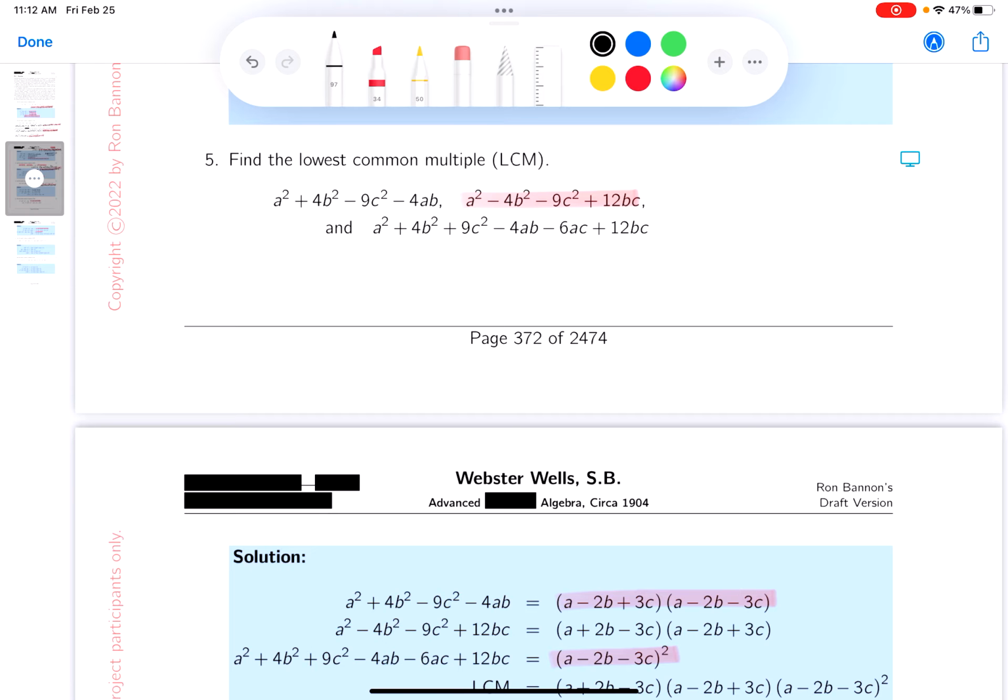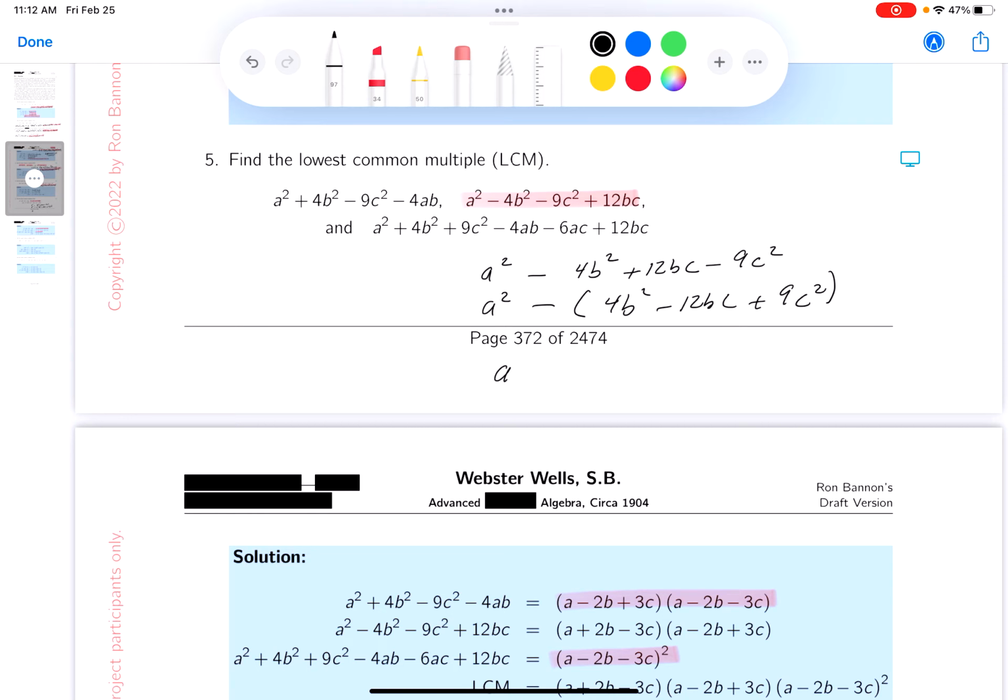And what would I get there? I'll write this down. Looks like A squared minus, well, I'm going to rearrange this, guys, 4B squared plus 12bc minus 9c squared. I'm going to rearrange it again by grouping them. And this would be 4b squared minus 12bc plus 9c squared.